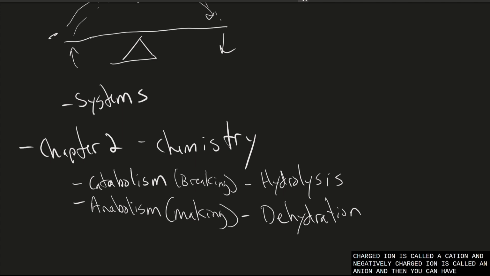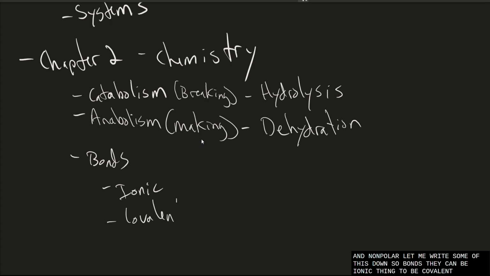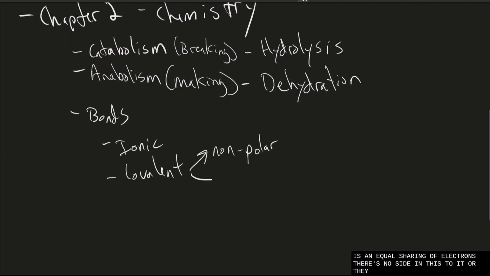And then you can have covalent bonds. If it's an equal sharing of electrons, it's termed a nonpolar covalent bond. Remember, we have the Octet Rule. So the Octet Rule is when an atom wants to have 8 electrons in its outer shell. Then, with that, you can form both polar and nonpolar. Hold on, let me write some of this down. So bonds can be ionic, they can be covalent. And covalent can be nonpolar, which means there's an equal sharing of electrons. There's no sidedness to it, or they can be polar.